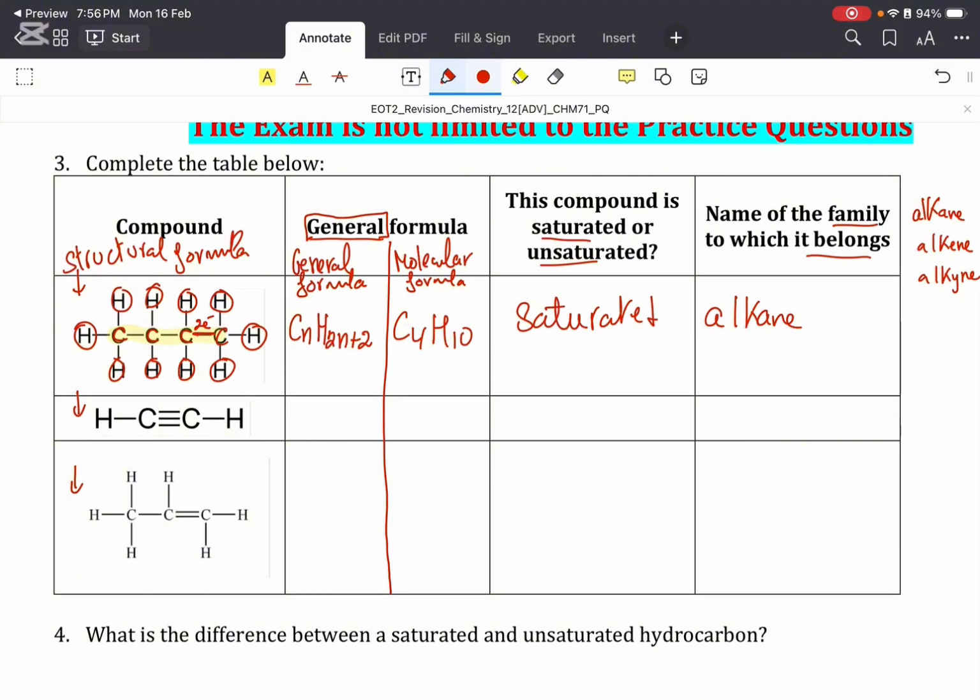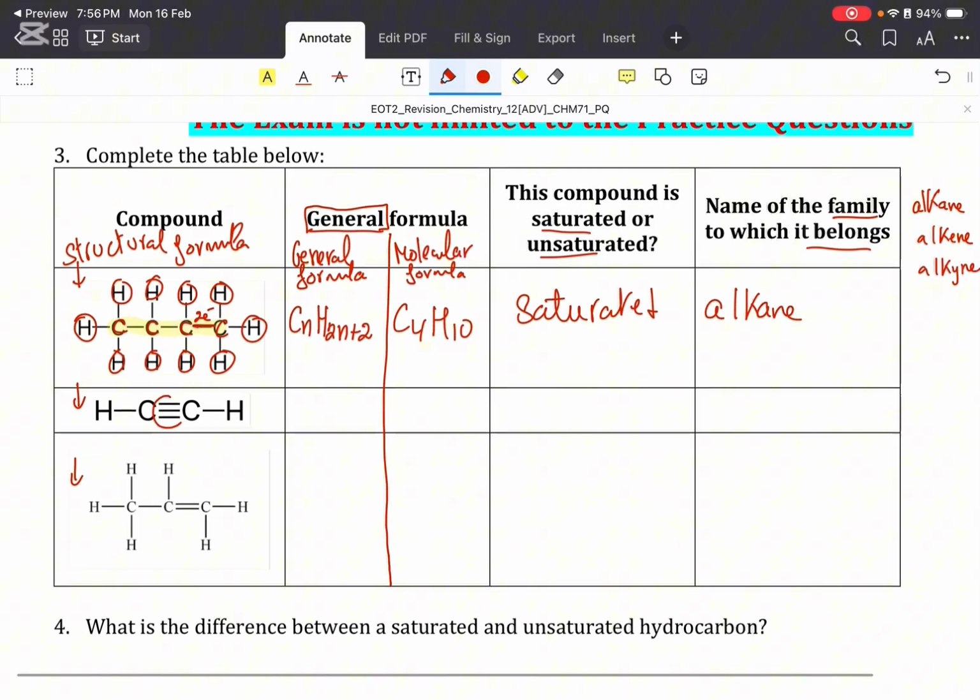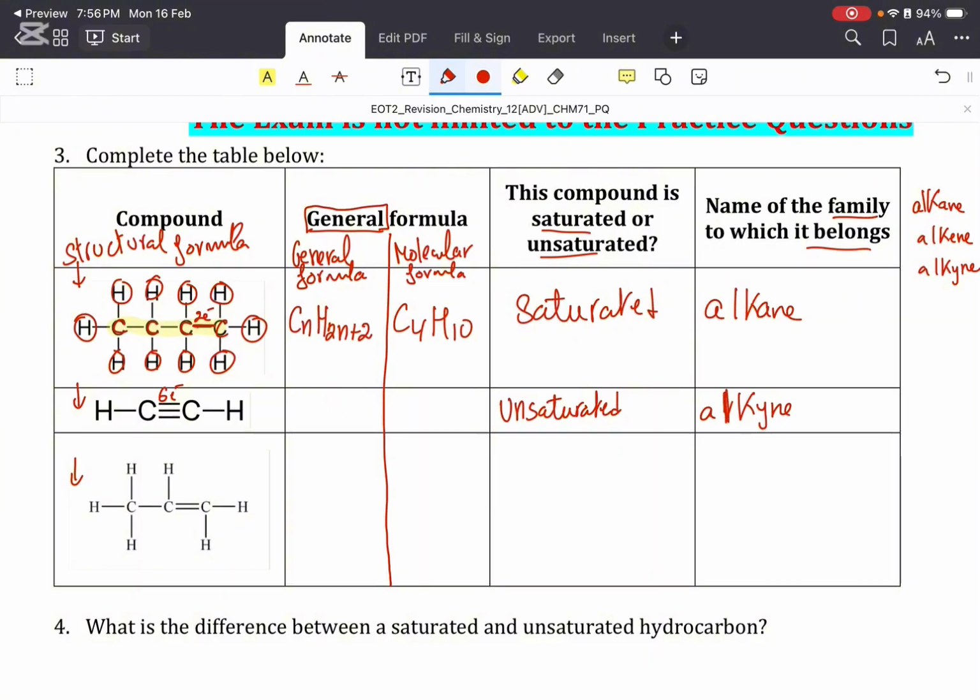Again, another question, we can see the structural formula over here. Now, because I see a triple bond where 6 electrons are shared between these carbons, or I can say 3 pairs of electrons, this is an unsaturated hydrocarbon, and that is an alkyne. Now, as a molecular formula, I have 2 carbons and 2 hydrogens. But as a general formula, the general formula is CnH2n-2.